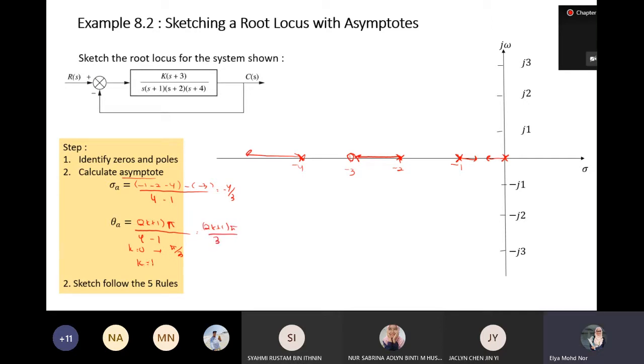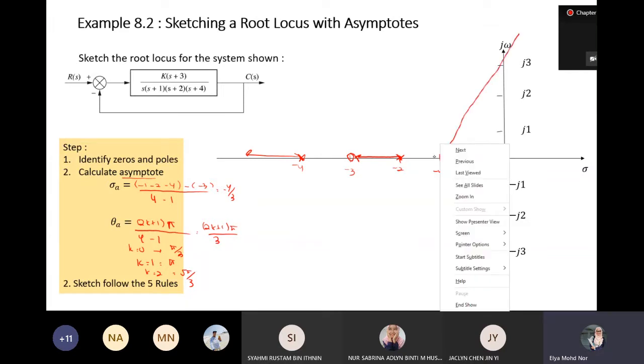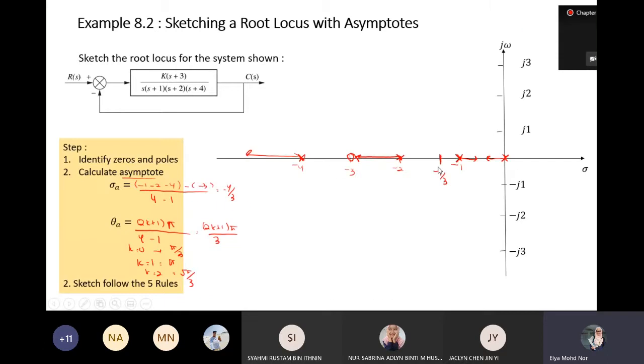For k equals 1, you get pi. For k equals 2, you get 5 pi over 3. Right? So it will be somewhere around -4/3, probably around here. And the angle will be somewhere here. We covered this yesterday. Somewhere here, and somewhere here. So these are pi over 3, pi, and 5 pi over 3.